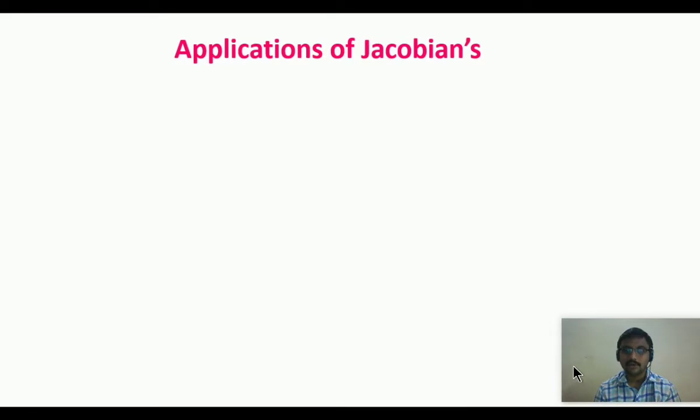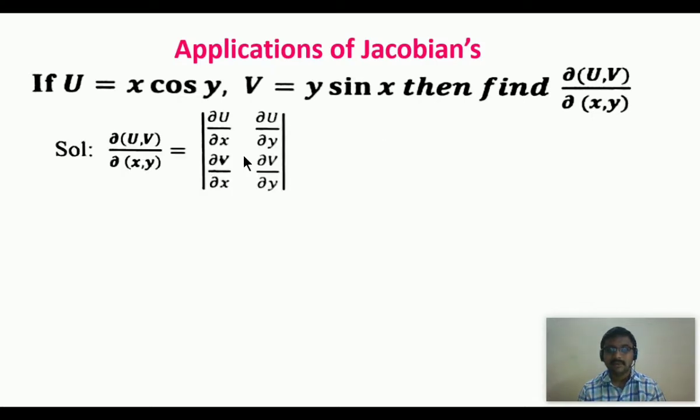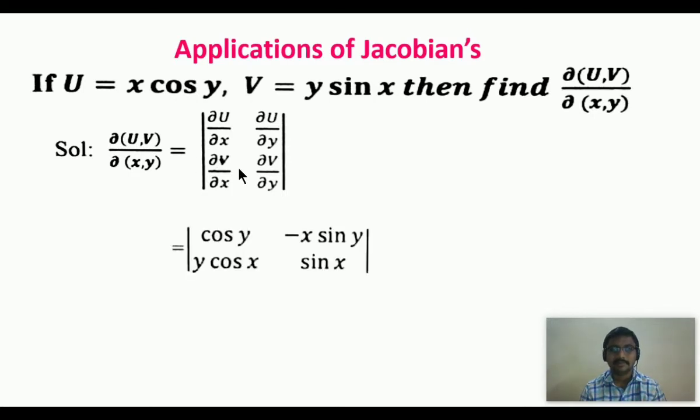Applications of Jacobians. If u is x cos y, v is y sin x, then find ∂(u,v)/∂(x,y). The formula for ∂(u,v)/∂(x,y) is the determinant ∂u/∂x, ∂u/∂y, ∂v/∂x, ∂v/∂y. To compute this Jacobian, we need these partial derivatives.